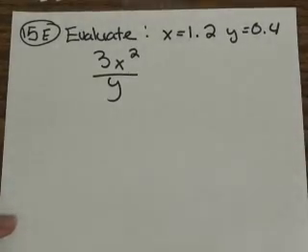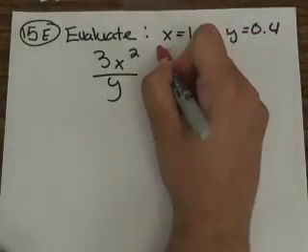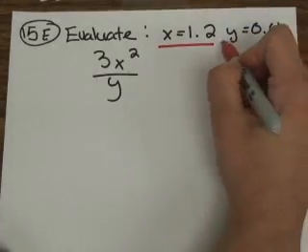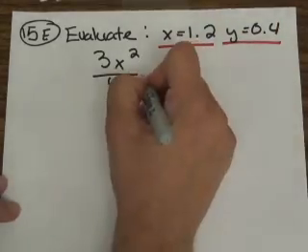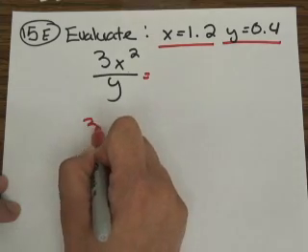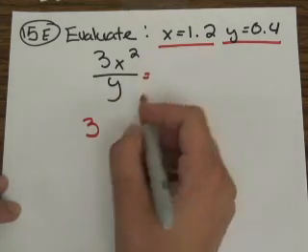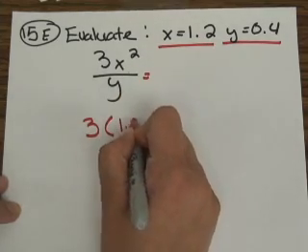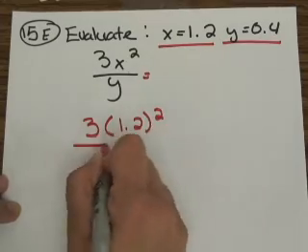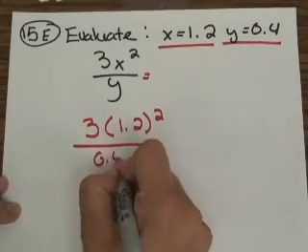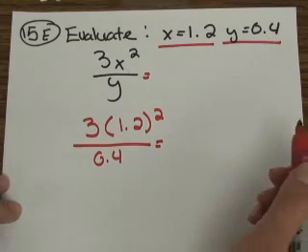In order to complete this problem, we need to plug in x as 1 2/10 and y as 4/10. So let's see what we get. We're going to have 3 times x squared. X is 1 2/10, so we're going to square 1 2/10 divided by y, which is 4/10. Let's work out the numerator first.